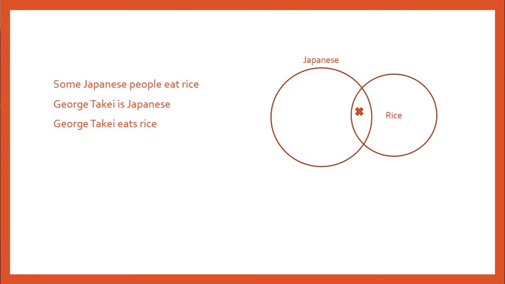George Takei eats rice. So, for this syllogism to be valid, we can't put the X somewhere where it's inside the Japanese circle and outside the rice circle. But there's a large portion of the Japanese circle that does not touch the rice circle. So it is possible for the X representing George Takei to be moved outside of the rice circle while still being inside the Japanese circle. So this is an invalid syllogism.